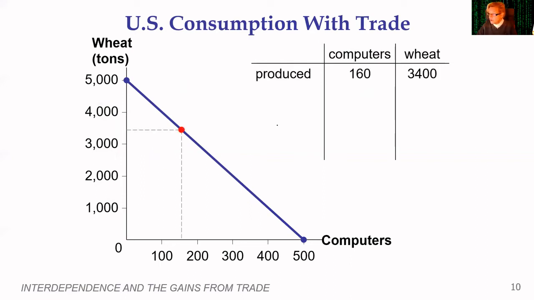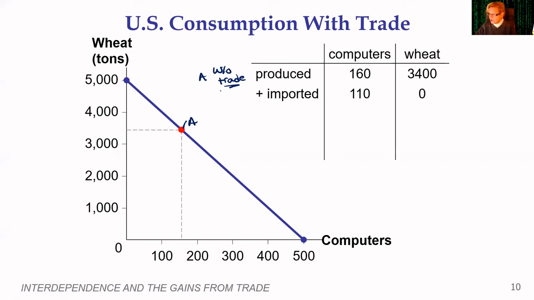So originally, we started off, and this is when we ignored, okay, so without trade, didn't know the other country existed. We started off at the red dot right here. I'll call that point A. Okay, so at A, we produced 160 computers and 3,400 tons of wheat.